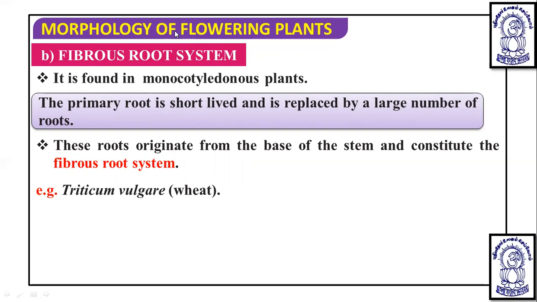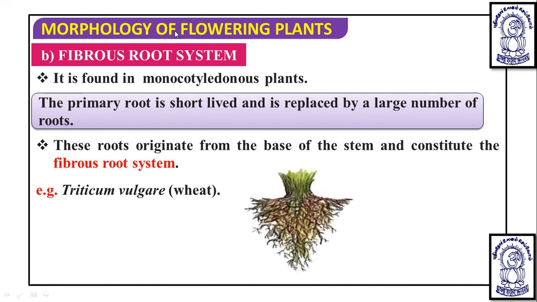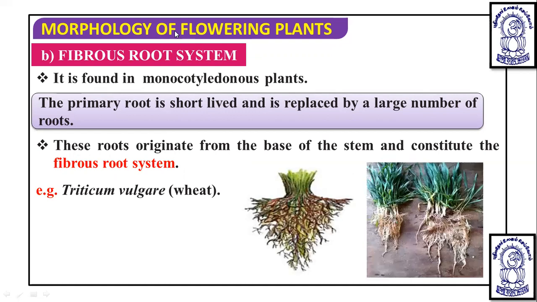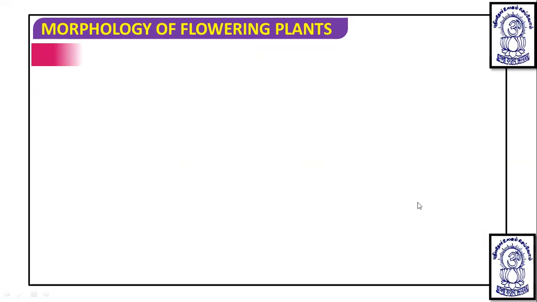There are so many different species. One more species is Triticum aestivum. That is also wheat. Those are the two different species. And you can see here that many roots are forming. So this is representing a fibrous root at the base of the stem.